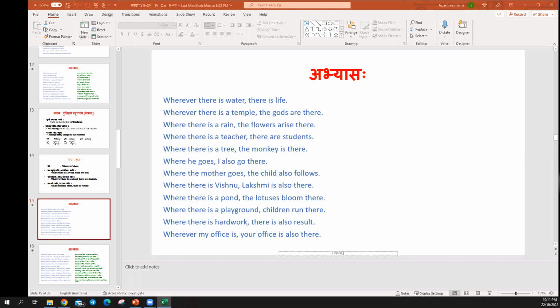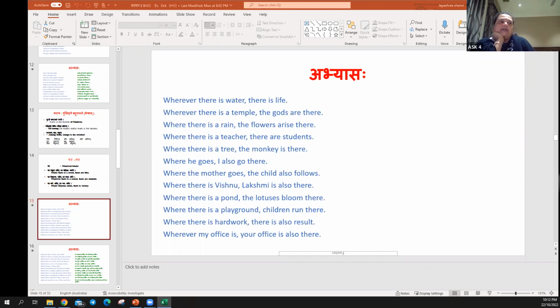It's there. Other ones is like the monkey is there. In this sentence, there is one bloom there. The lotuses bloom there. Kamalani vikasanti tatra. Okay. You can write like that also. There's no problem if you write the same.